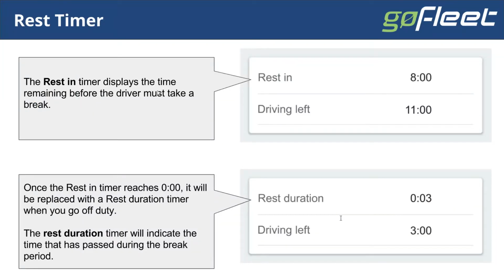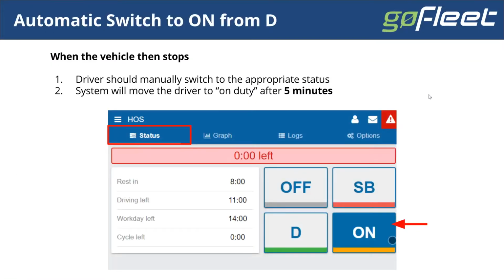Now, when the vehicle is stopped and in rest mode, you'll see it showing you rest duration, right? But if you're driving, it'll tell you that you should go to rest within a certain period of time, as per the regulations. Going forward here, the system will move the driver to on duty after 5 minutes if they've stopped, right?